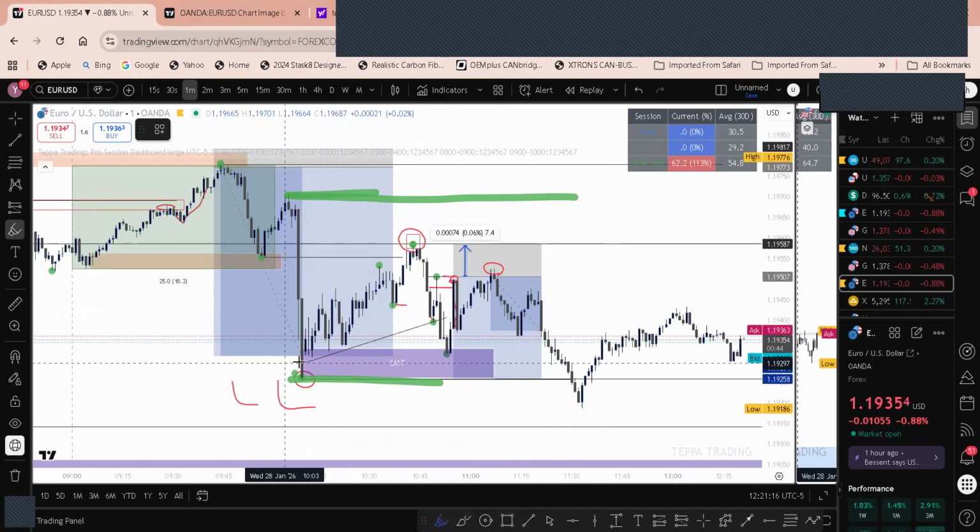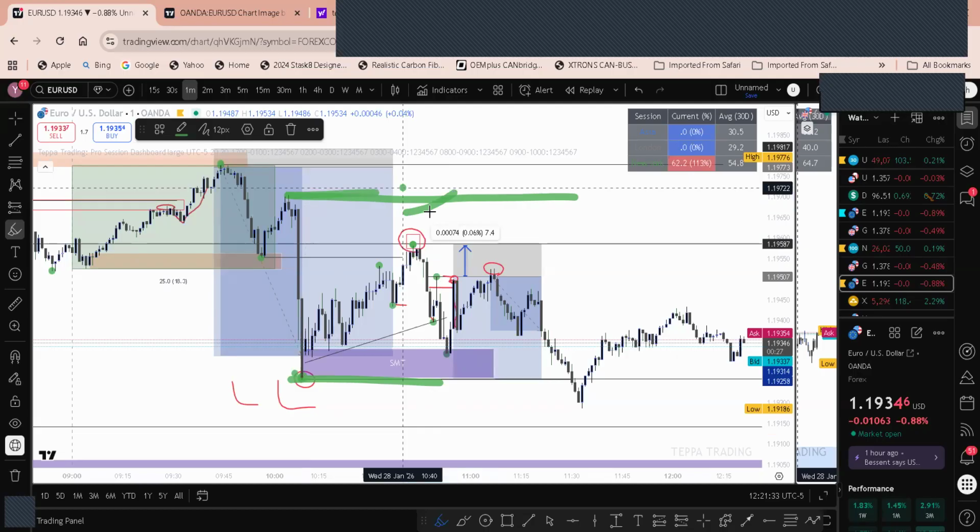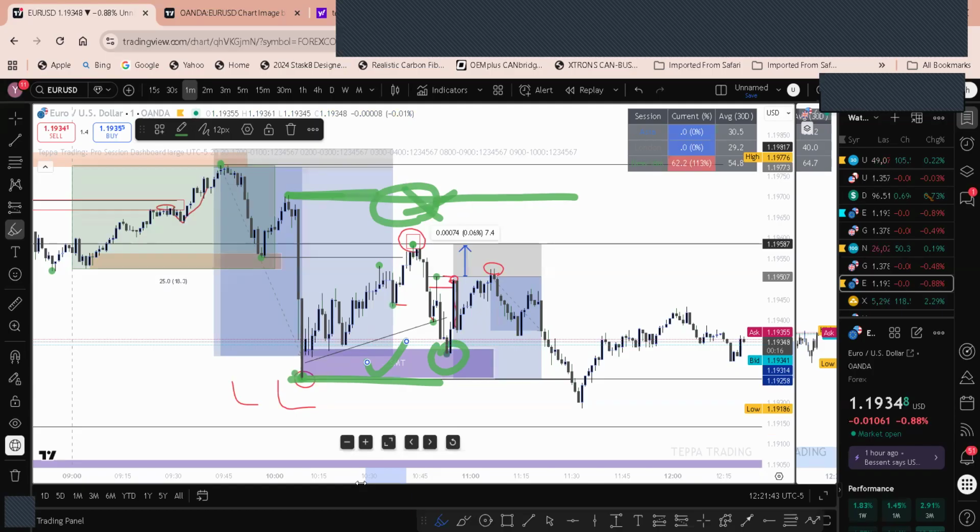And this is a low, because now if you say it has to make a higher high, we're on an M1. This is not like M15 where you could say this is internal structure. This is M1, right? This is a low that has failed to make a higher high, and price is going to what? A supply before it's coming back to a demand. What does that make this? Does that make it a smart money trap or not?